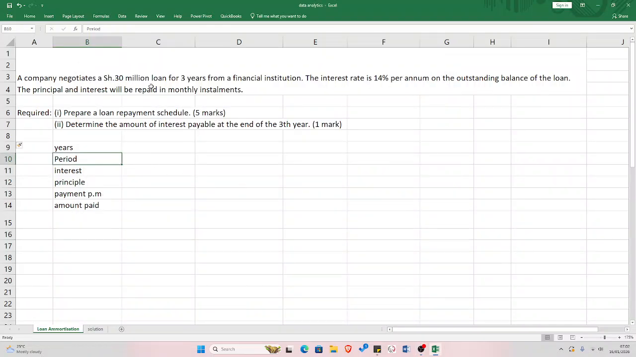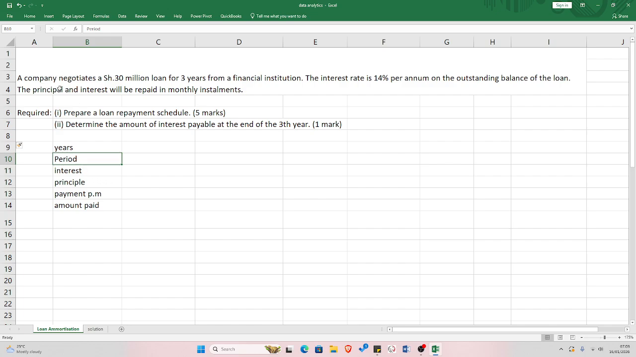So we are looking at advanced level CPA. The topic we're looking at today is the loan amortization schedule, where a company gives you a loan, and you're told to find out how the repayment of the loan will be.